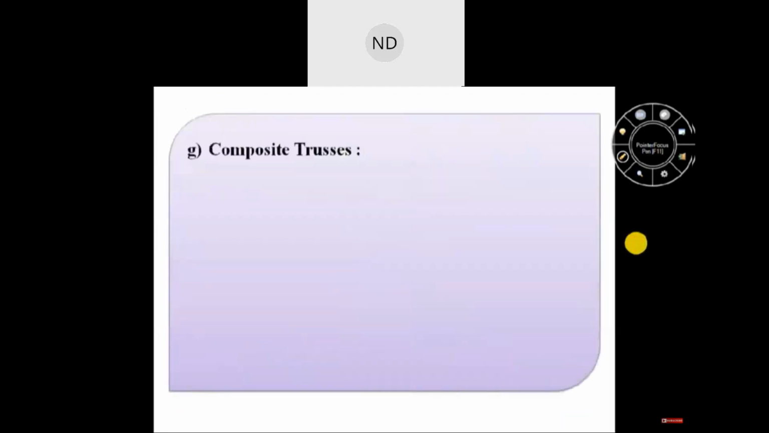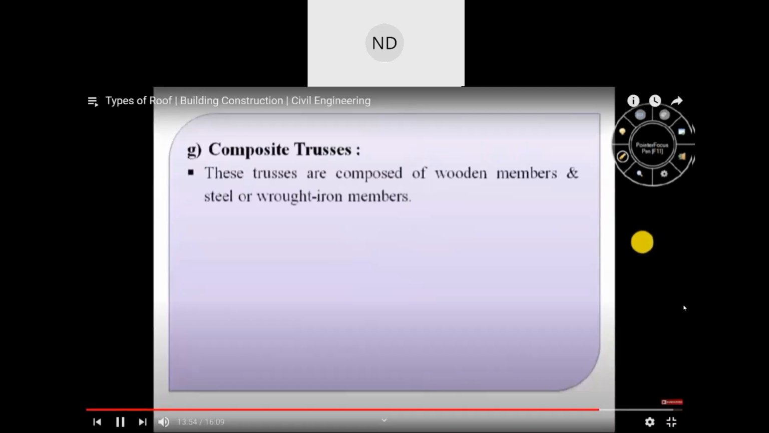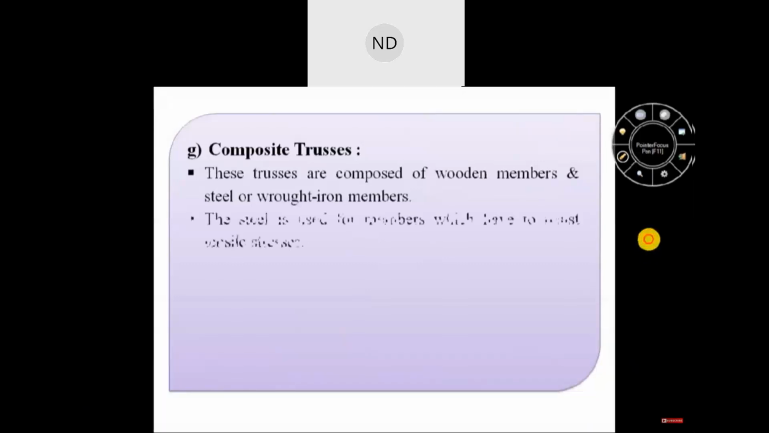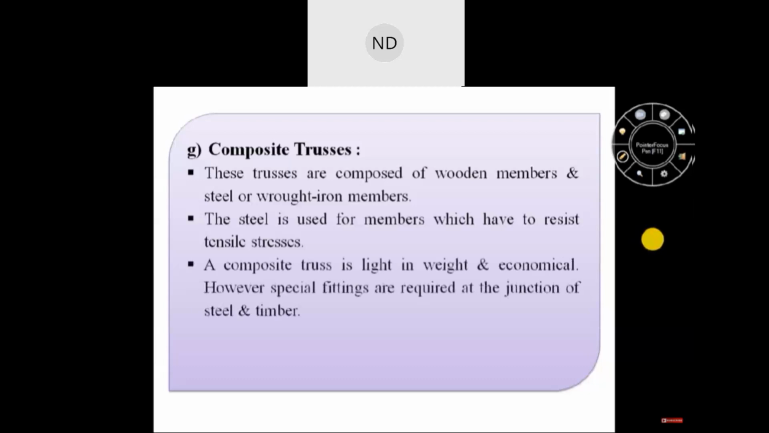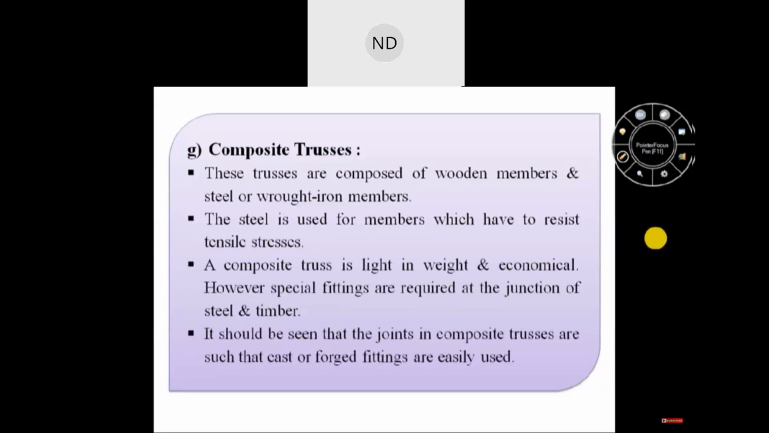And the last type of truss is the composite truss. Composite trusses are composed of wooden members and steel or wrought iron members. The steel is used for members to resist tensile stresses. A composite truss is light in weight and economical. However, special fittings are required at the junction of steel and timber. It should be seen that the joints of composite trusses are such that cast or fork fittings are easily used.